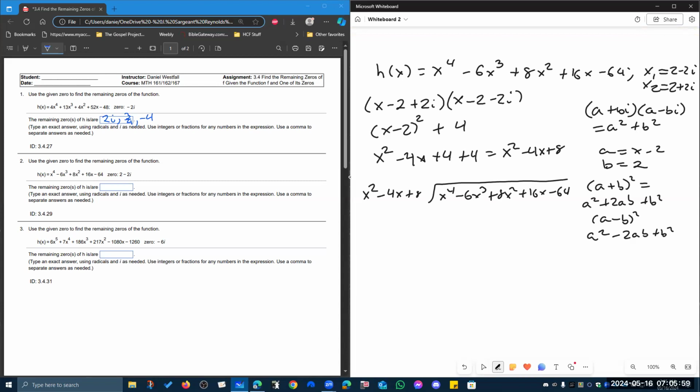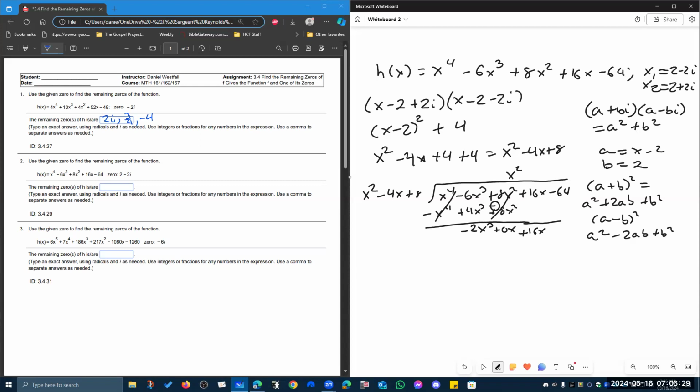X to the 4th divided by x squared is x squared. That's x to the 4th minus 4x to the 3rd plus 8x squared. Change my signs and add. It's going to be negative 2x to the 3rd plus 16x. I'm just going to put a 0x here as a placeholder.